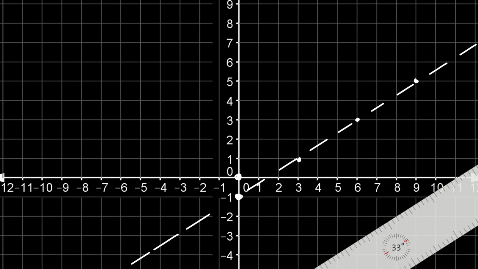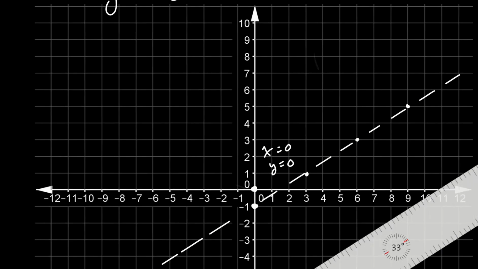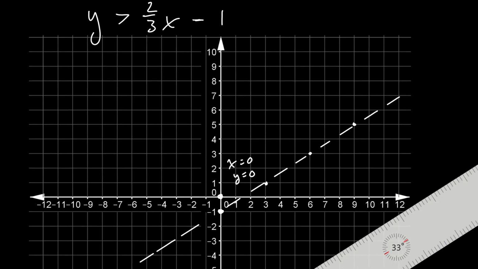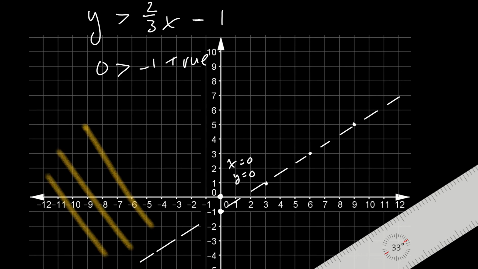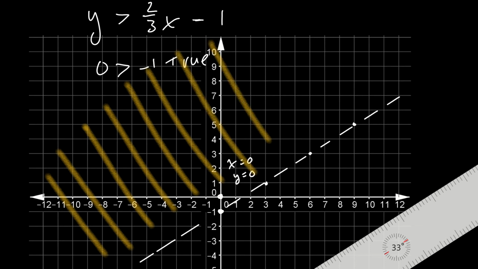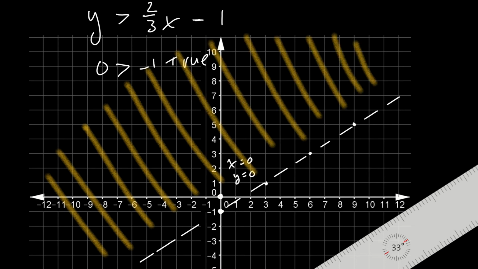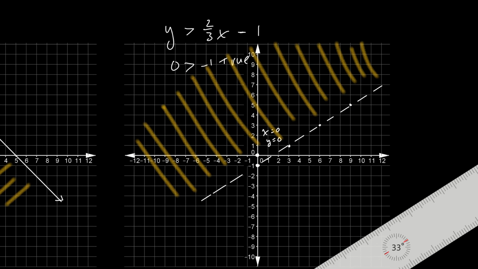It's just slightly above this line. On this point, x is 0 and y is 0. If I plug both of those in, this would say 0 is greater than negative 1, which is true. I can see this pattern again where y's are greater than the boundary. The last one said y's were less than it, but here I am shading everything above it. So my solutions are all the points that live above this boundary line, but not including the boundary line.